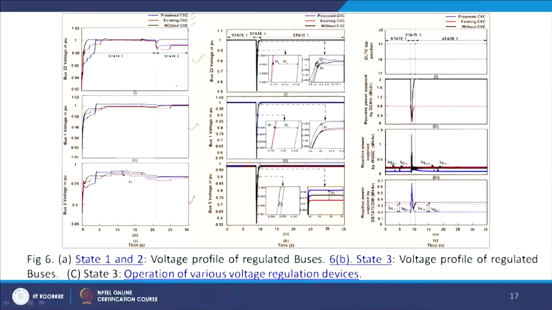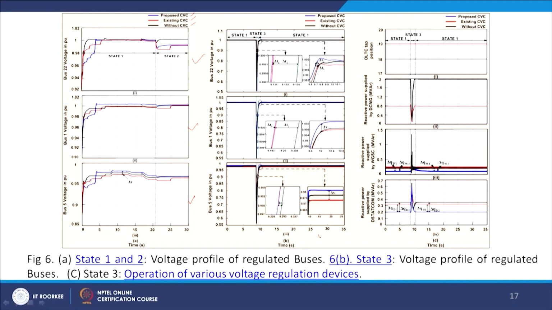Bus number 22 where we had both D-STATCOM and wind generator, bus number 5 we had a microgrid, and bus number 1 we had an OLTC. Now, the state numbers 1 and 2, that is steady state and dynamic states, have been considered, and the voltage profile of regulated buses are being plotted.